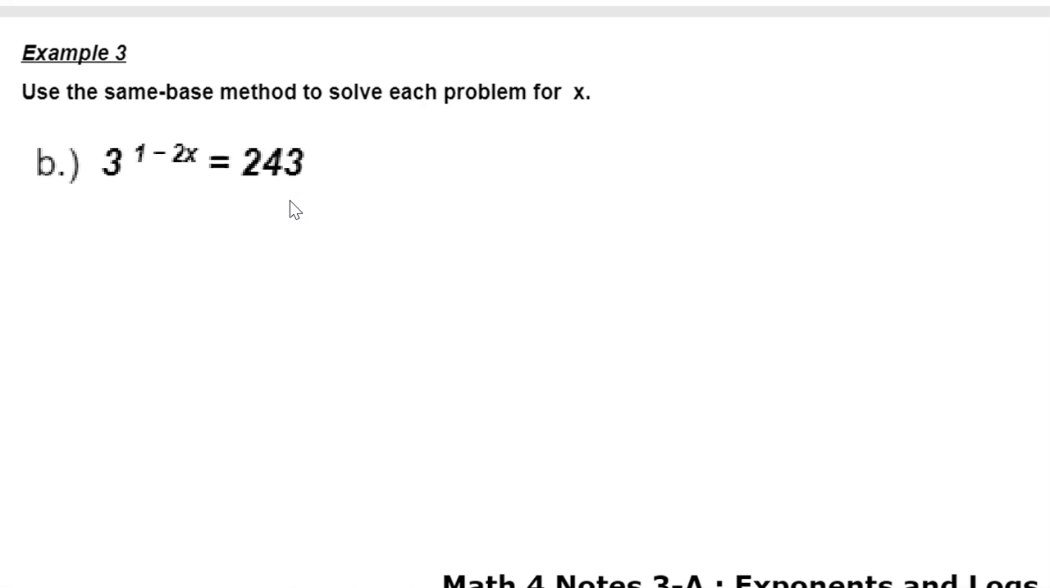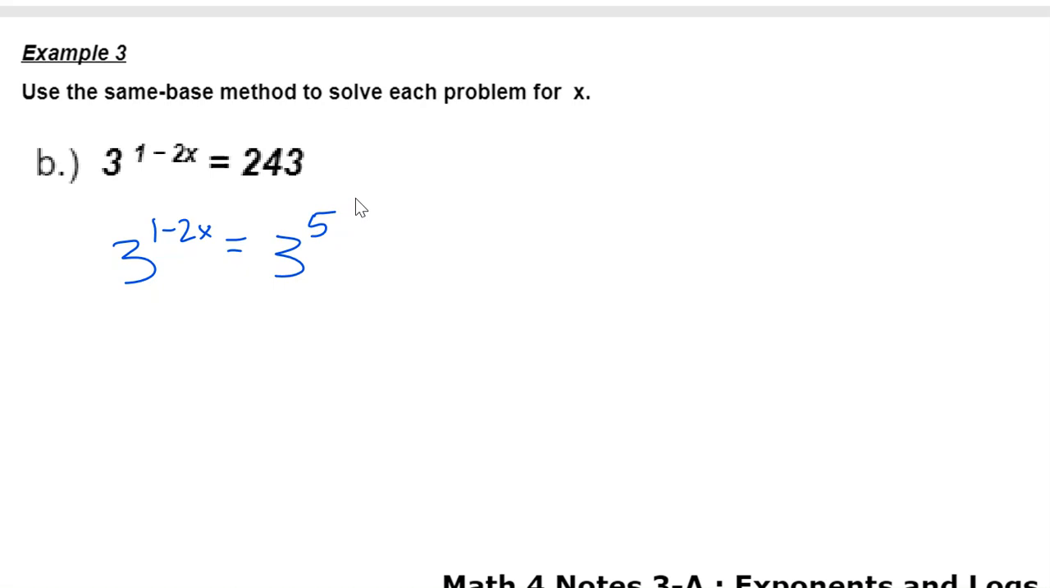So how many 3's do I have here? 3 to the 1 is 3. 3 to the 2 is 9. 3 to the 3 is 27. 3 to the 4 is 81. 3 to the 5 is 243. So I could literally rewrite this as that equals 3 to the 5th. And now I have the same base.